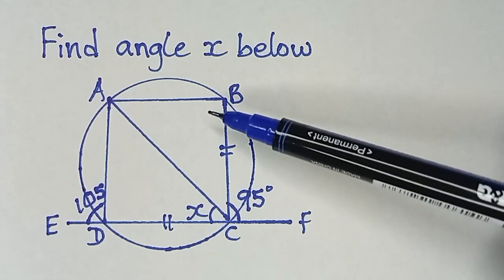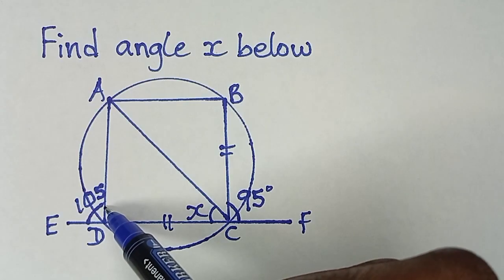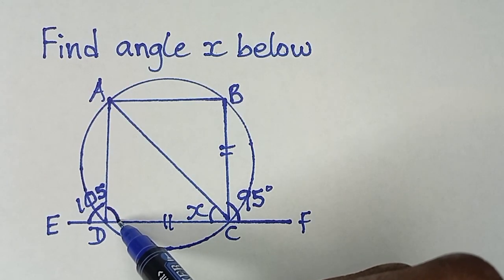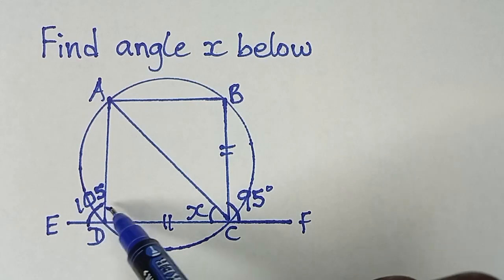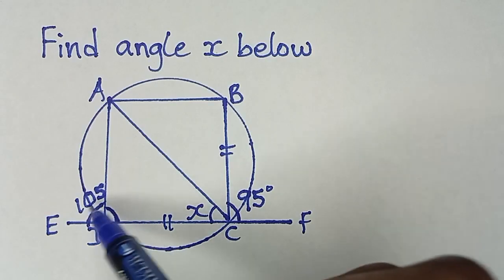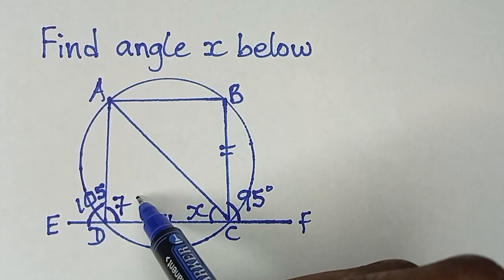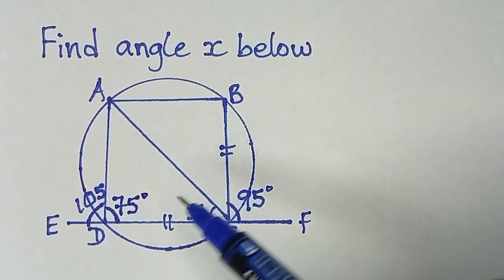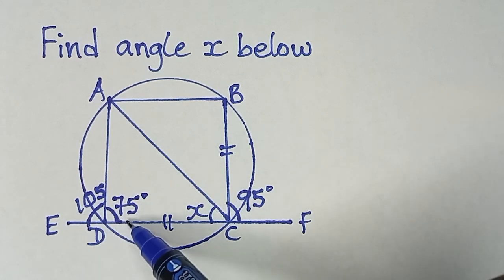But that is not where I want us to go now. I want us to find this angle first. This is angle on a straight line. So this 105 plus this angle will give us 180 degrees. So 180 minus 105 will give us 75. So that means this angle is 75 degrees because sum of angles on a straight line is 180.